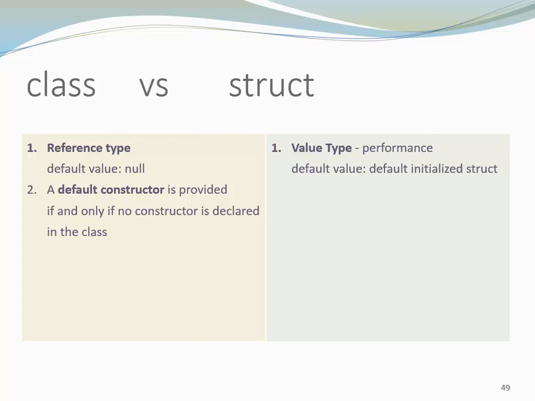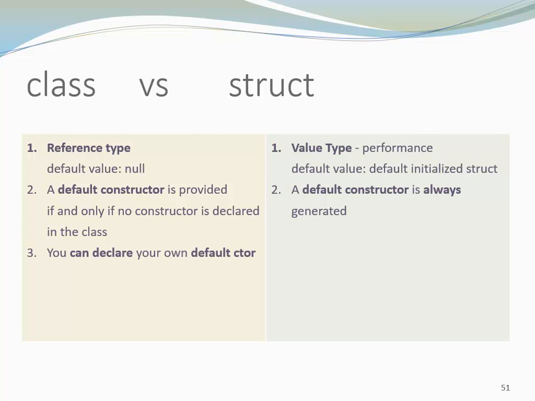In classes, a default constructor is provided if and only if no constructor is declared. In structs, a default constructor is always generated. In classes, you can declare your own default constructor. This is not possible in structs. Writing a parameterless default constructor in a struct would lead to an error.